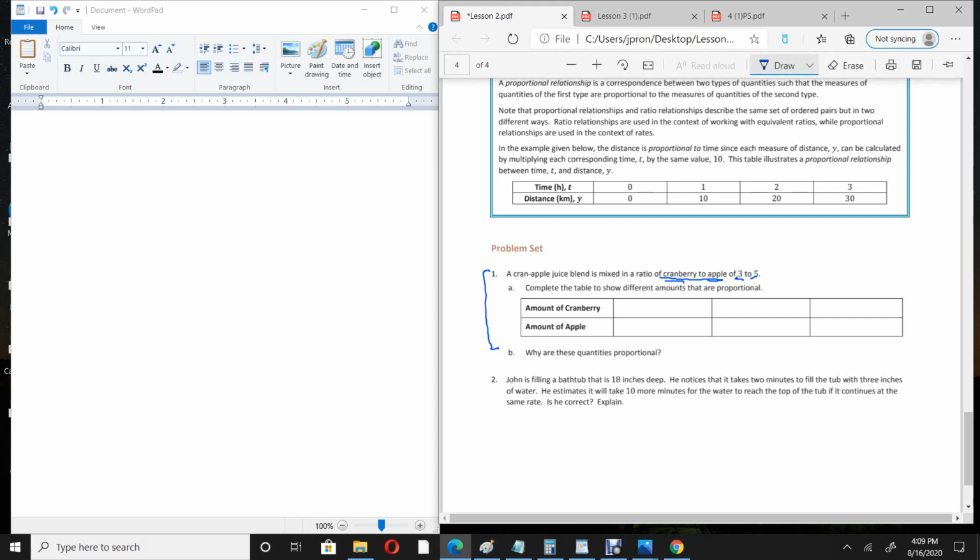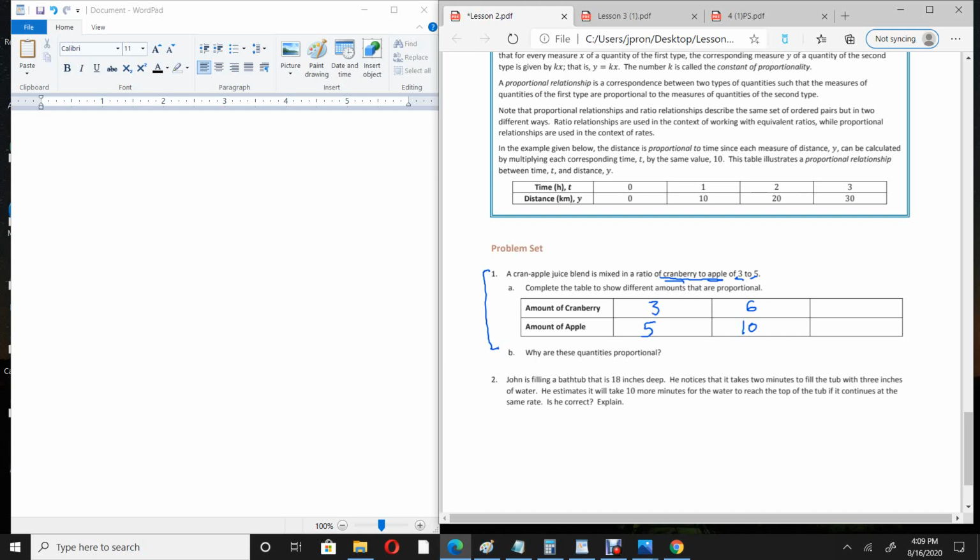So what goes where? I'll give you 1. Okay. So now you got to give me some equivalent ones. Like if I doubled the amount, then it would be 6 to 10. Right? Give me 1 more. Okay, I gave you 2. Great. 1 more equivalent.